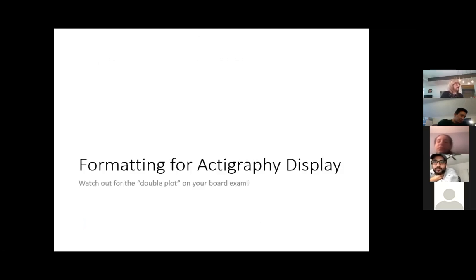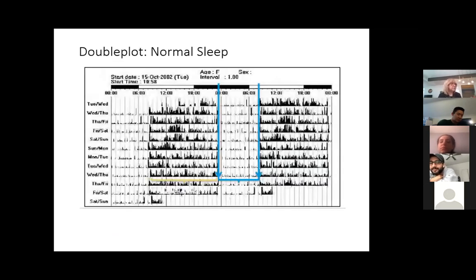Okay, ooh, double. Watch out for the double plot. Does anybody know what I'm talking about? It's good we're doing this talk. They will show you a double plot. So what do you see here? Tell me what you see. I'll walk you through it.